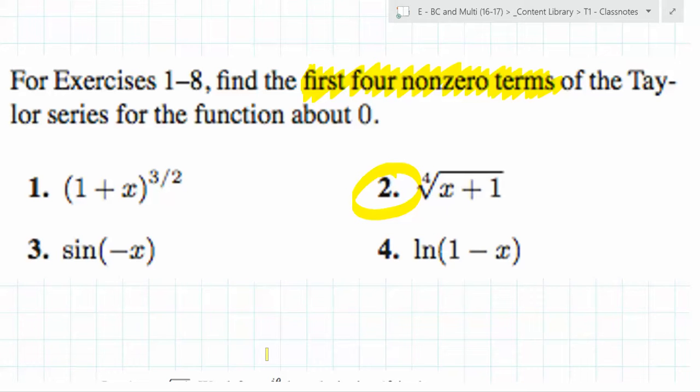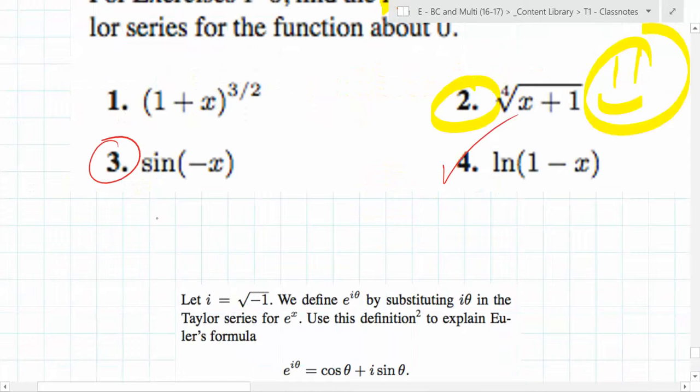Could you just go to the third? Yeah, so if there's only four terms, you only need to go to the third derivative on this one, right? Yeah, you only need the third derivative for the first four, but you might have to go further. If n equals 4, you go to the fourth derivative. Yes, if n is equal to 4.